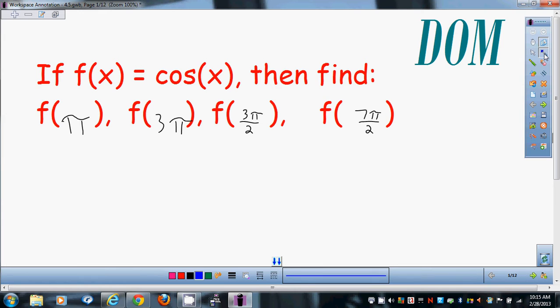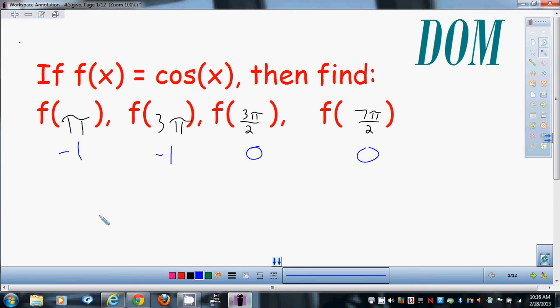So, what is f of pi, someone? -1. Very good. What about 3 pi? -1. Now, well, we'll talk about this in a second. What's 3 pi over 2? And 7 pi over 2? Would you agree that after every 2 pi, that graph's going to get really redundant because it's just the same thing again and again and again?